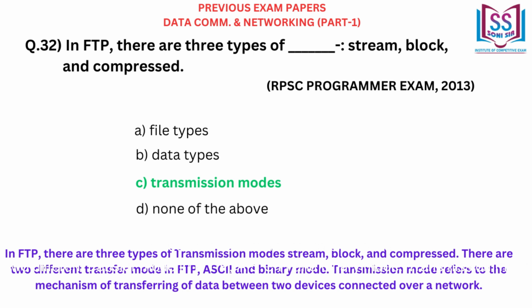In FTP, there are three types of transmission modes: stream, block, and compressed. There are two different transfer modes in FTP, ASCII and binary mode. Transmission mode refers to the mechanism of transferring of data between two devices connected over a network.